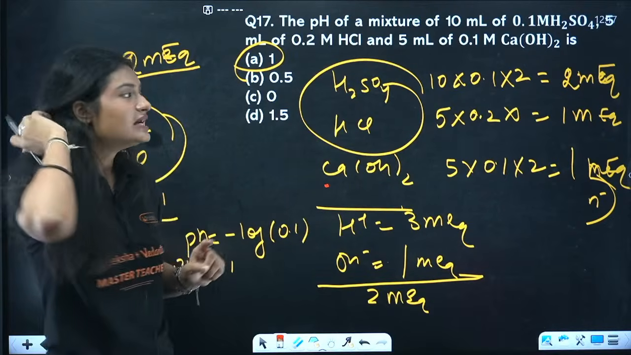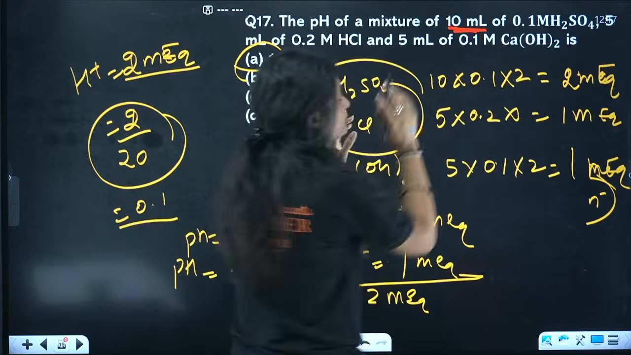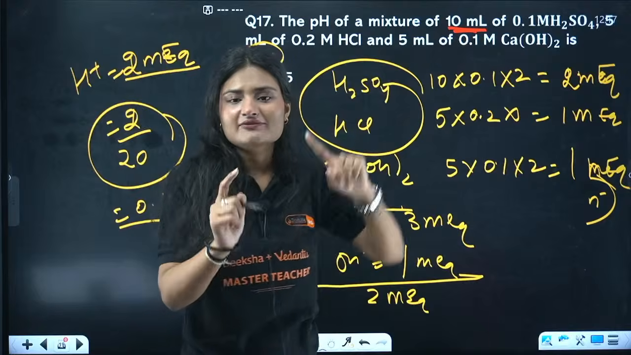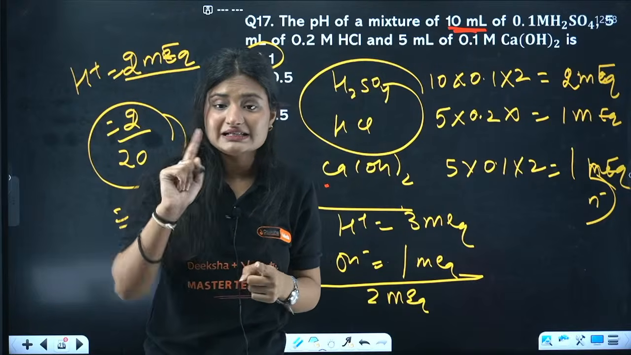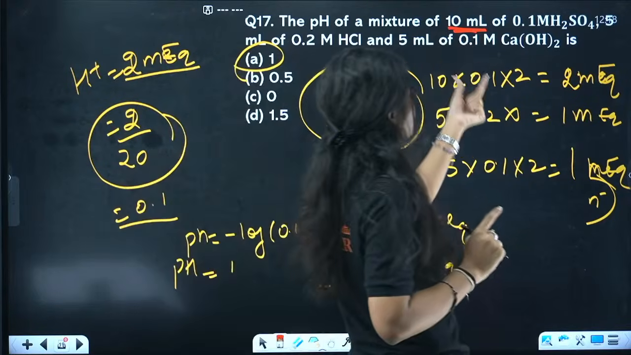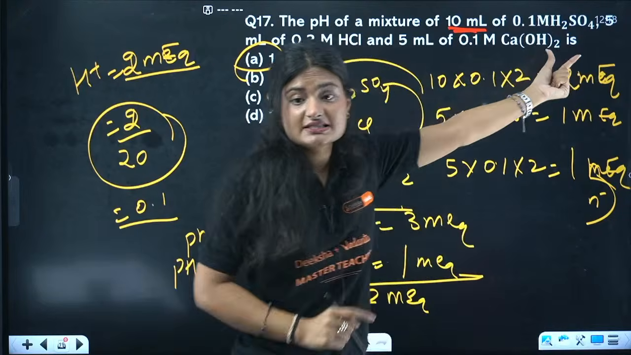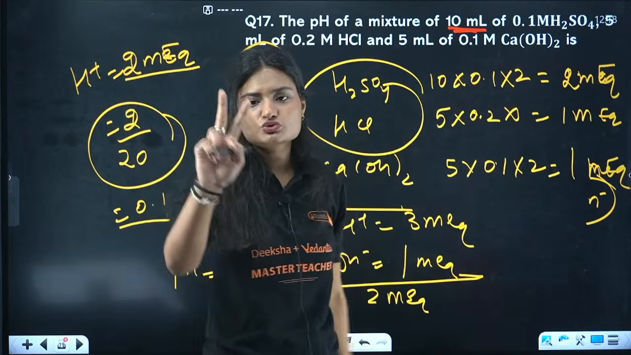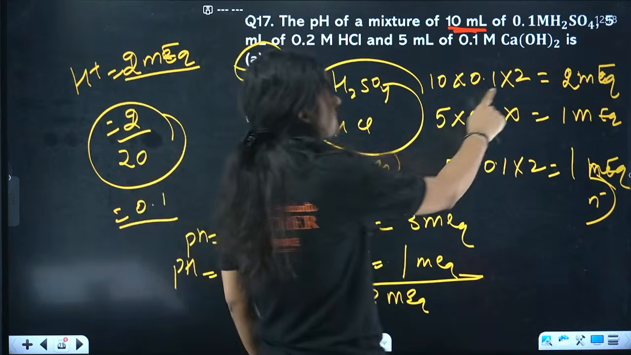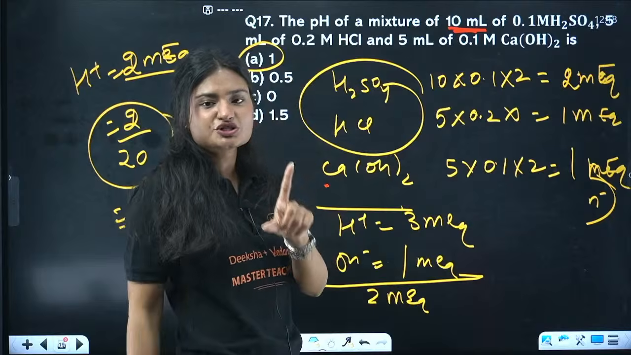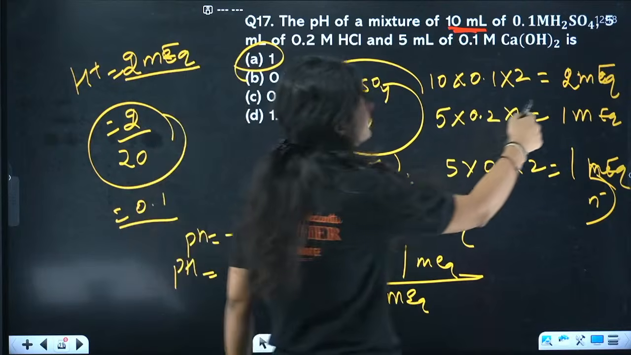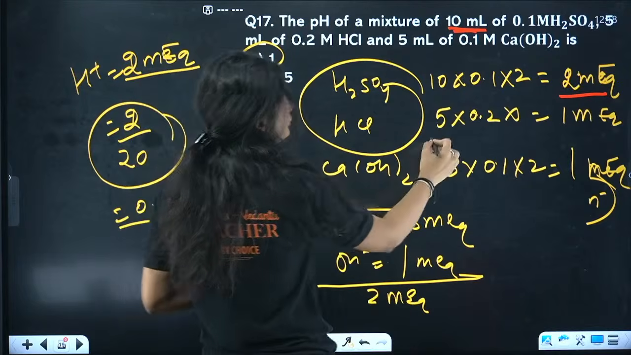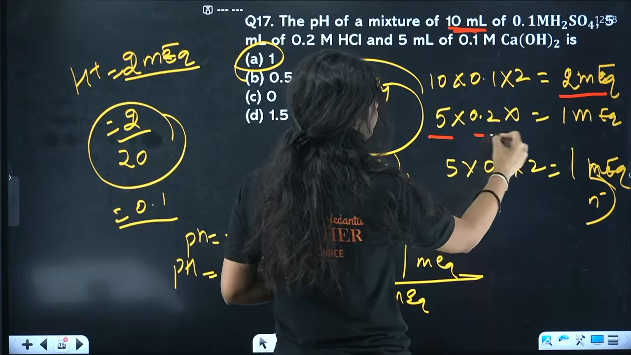How do you calculate? Very simple. Whatever the volume of the solution is, let's say we are talking about H2SO4, this is 10 ml, right? Multiply that with its concentration. So 10 times 0.1 times the basicity or acidity. In this case, H2SO4 gives 2 H positive, so multiply that by 2, because we are not getting 1 H positive, we are getting 2 H positive. So how many milliequivalents do we have? 2 milliequivalents.